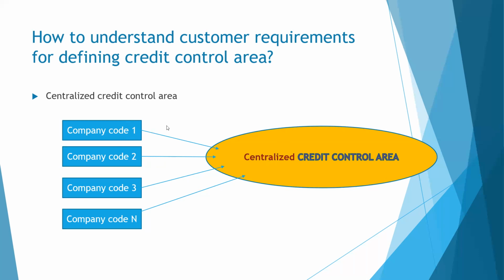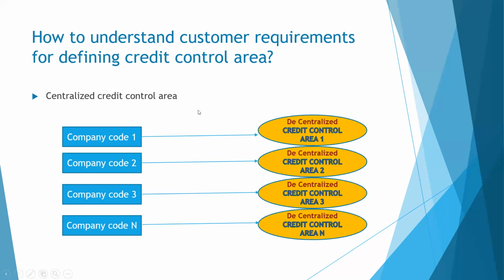Let's check what is decentralized. If you see this, company code 1 is responsible for credit control area 1. Let's take an example. All the customers belonging to your country, US. Let's take an example: all the customers belonging to UK, credit control area 2. All the customers belonging to Africa, all the customers belonging to Asia together. Like that, it depends on the customer requirement. That's what you need to gather. So in certain cases, you can assign credit control areas this way.